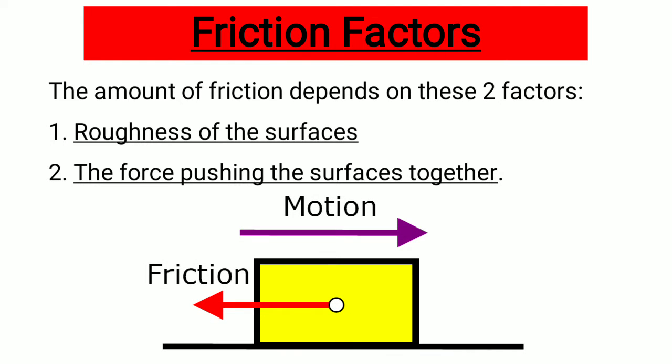The frictional force is determined by two factors. These are the roughness of the surfaces and the force that is pushing these surfaces together. So the friction depends on the roughness of the surface and the force applied on the object.